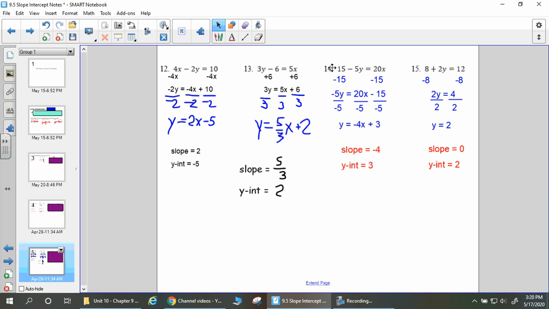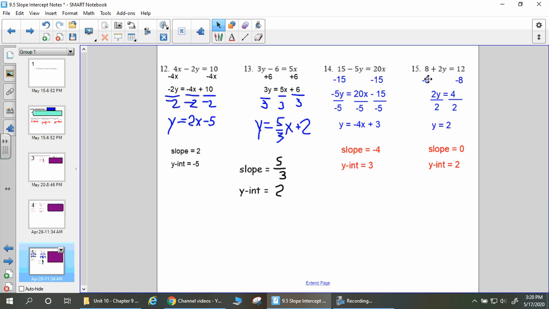On number 14, I had this 15. I'm going to subtract 15 from both sides. Negative 5y equals 20 minus 15. I need to divide this negative 5 away, which means I divide everything. So negative 5 and negative 5 go away. 20 divided by negative 5 is a negative 4x. Negative 15 divided by negative 5 is positive 3. So in my final equation, negative 4 is my slope, positive 3 is my y-intercept.